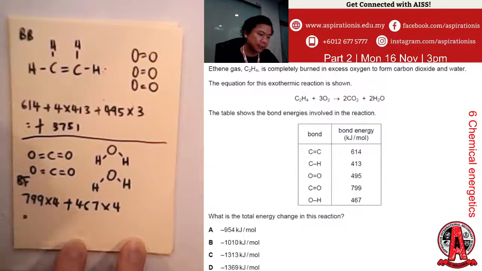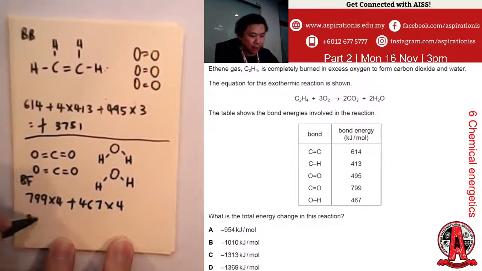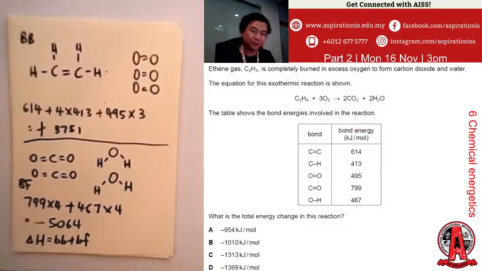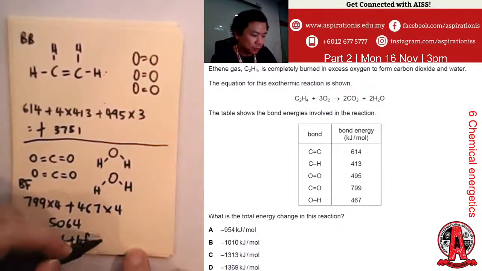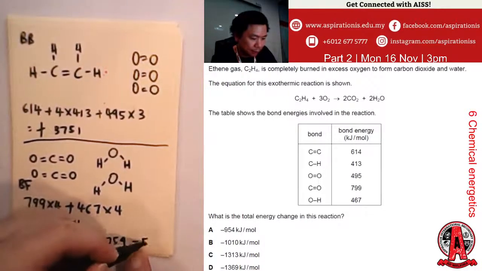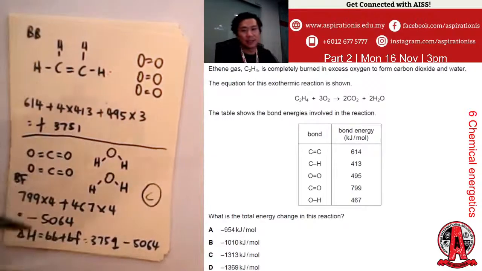Wow, I see all the answers coming in. So I've got negative 5064. So energy change is bond breaking plus bond forming, right? So it equals 3751 minus 5064, and the answer is negative 1313, I think. Correct. So the answer is C.